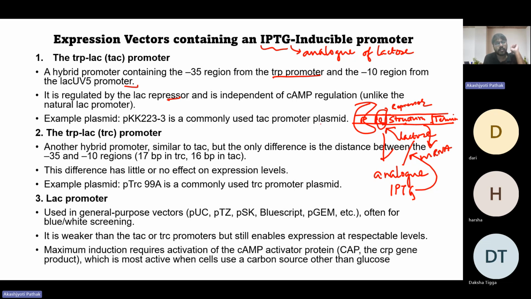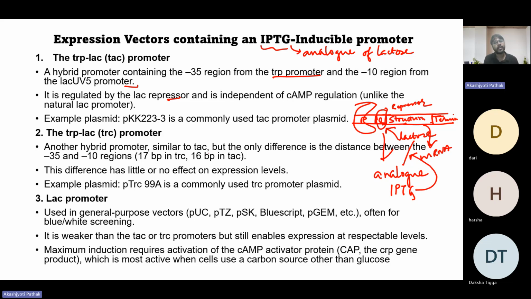So, different types of these promoters have been engineered, and a lot of experiments have been carried out to see which promoter is causing more expression of my protein and which is causing less expression of the protein.